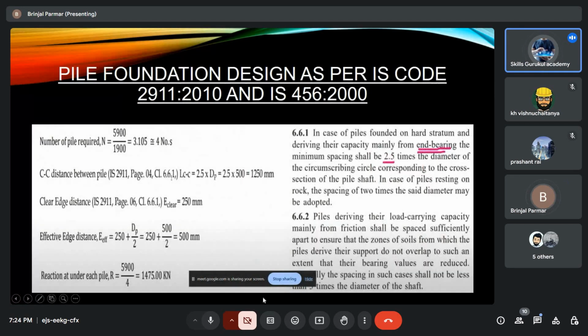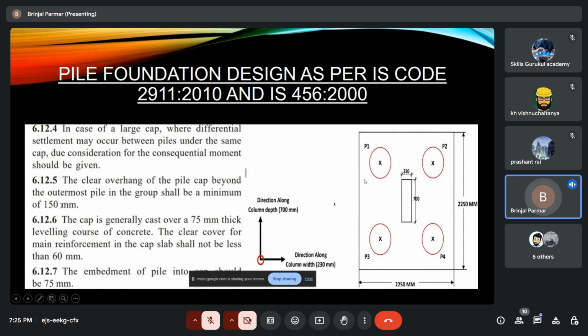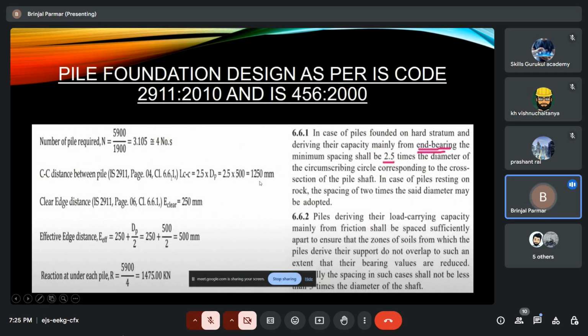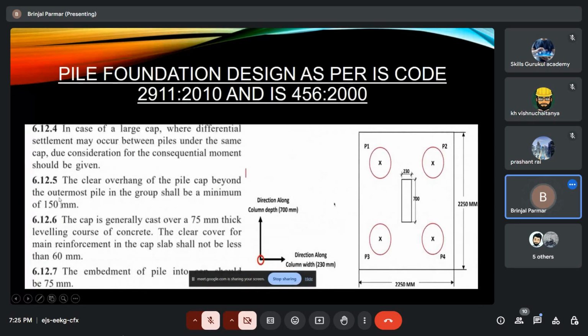Just try to learn, guys, then you will get more benefit. OK, continue. So the center to center distance between piles we have taken as per IS 2911 Part 1 Section 4, clause 6.6.1. Center to center distance L_CC is 2.5 dp. So the center to center distance between two piles is 1250 mm. Clear edge distance as per IS 2911, clause 6.6.